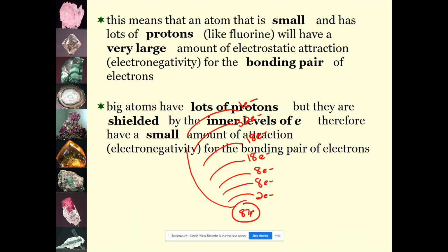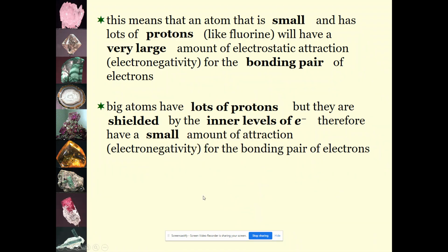So for the nucleus to be able to pull on the valence electrons, which are the ones we're talking about for electronegativity, it has a really far distance. And there's a lot of shielding by the inner levels of electrons. So when you have lots of protons, the caveat is that they usually have a lot of electrons, a lot of inner levels of electrons, a lot of orbitals. So it's too far for the nucleus to attract the valence electrons that it's trying to share with another atom. So the electronegativity is actually small.